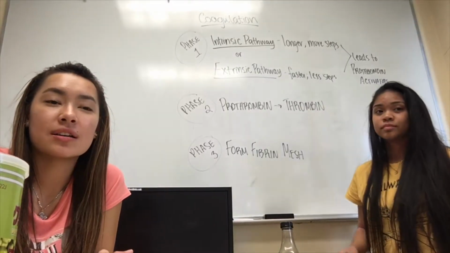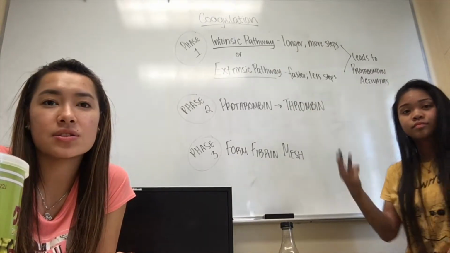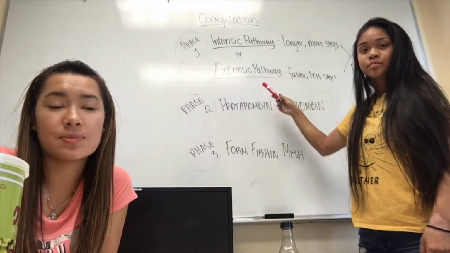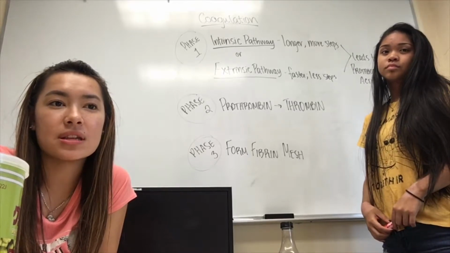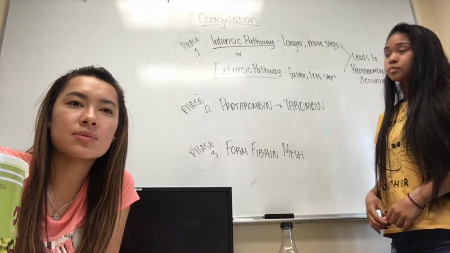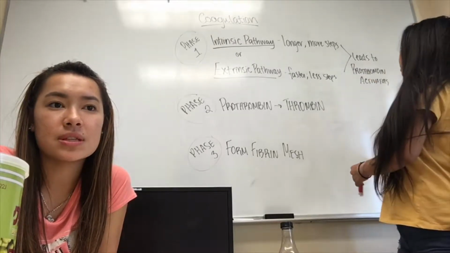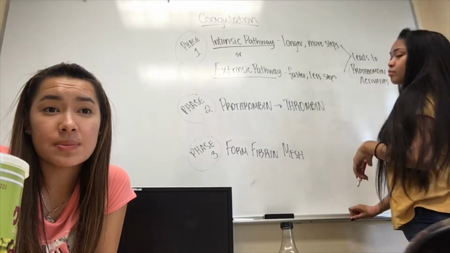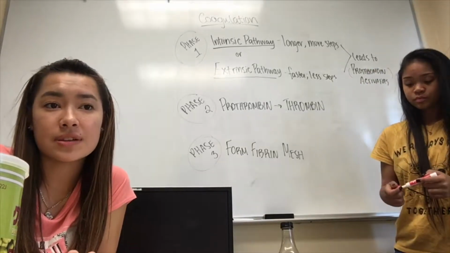Next is blood clotting, also known as coagulation. There are three phases to coagulation. The first phase is either the intrinsic or extrinsic pathway. Intrinsic takes a longer process than extrinsic because it has many intermediate steps, though they both lead to the same result of producing prothrombin activator. The extrinsic pathway is shorter and less complex, but it needs extra tissues to go faster.